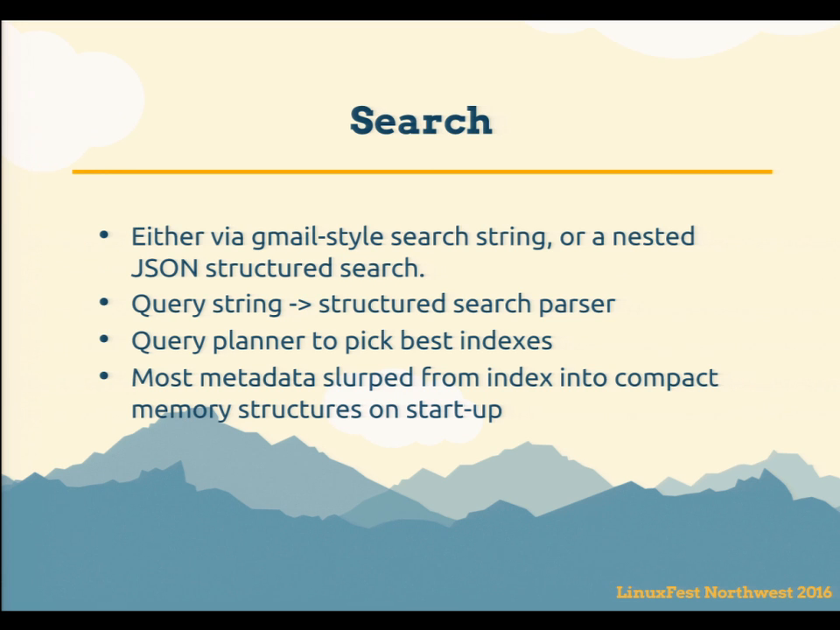Then the search, we have two search systems. We have a search with a syntax similar to Gmail's little search syntax you write in the query box, which is single line, colons, and stuff like that, label colon foo, and it doesn't give you all the control that you might want. So if you want, you can also do a structured search. What happens internally is it takes the Gmail style search and turns it into the whole structured JSON search thing. And when the server starts up, it slurps in all your indexes into compact representations in memory for the search query planner and stuff.